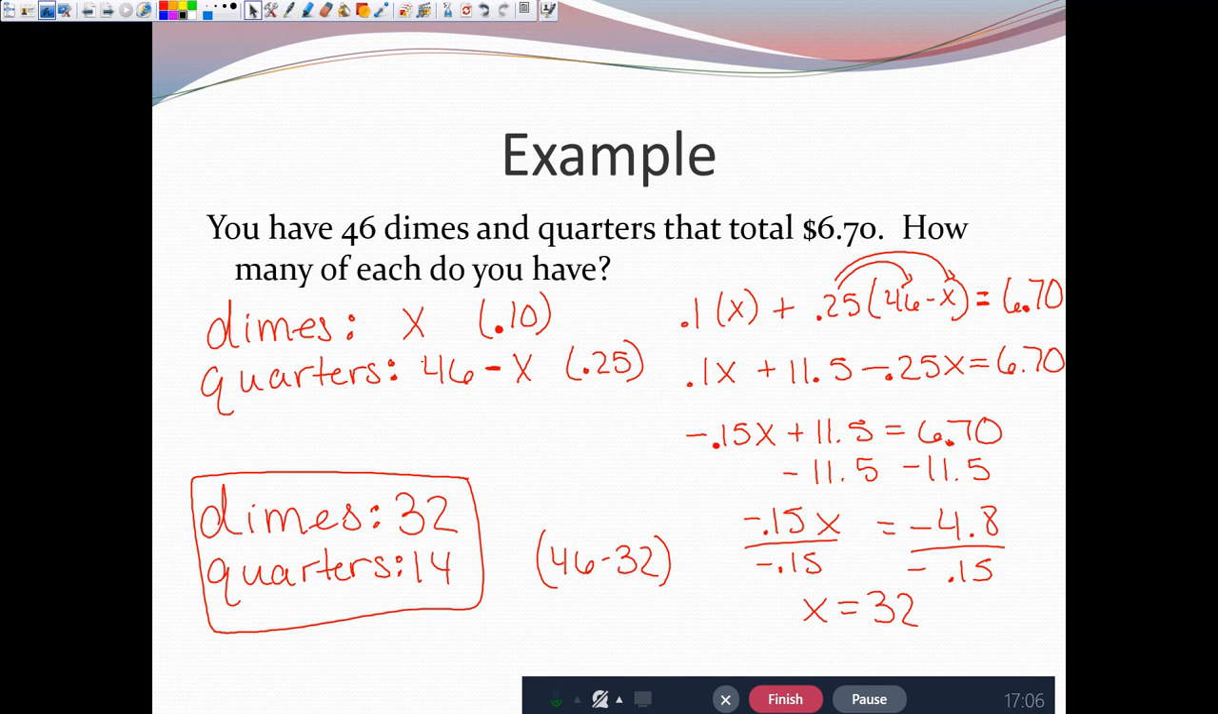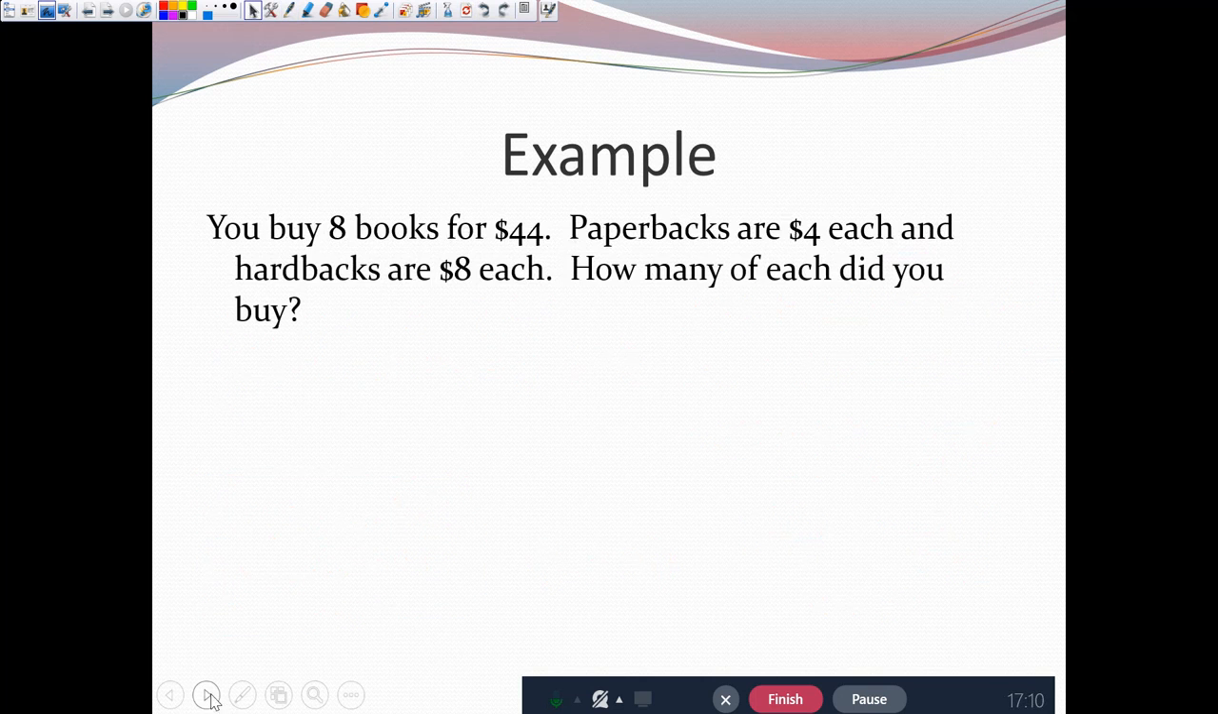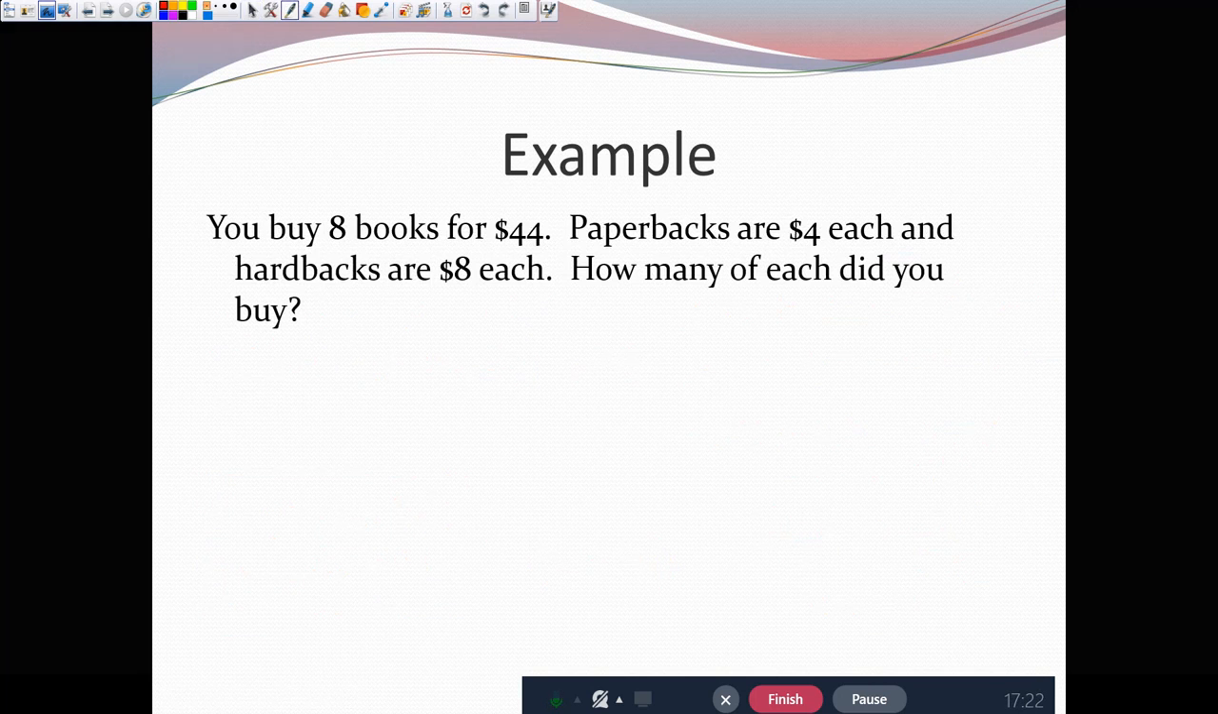The next slide is very similar to this one, except we don't have dimes and quarters. We have books. You bought 8 books for $44. Paperback books are $4 each, and hardback books are $8 each. How many of each book did you buy? So I'm still looking for how many of the books. So I'm going to be looking for paperback books and hardback books.